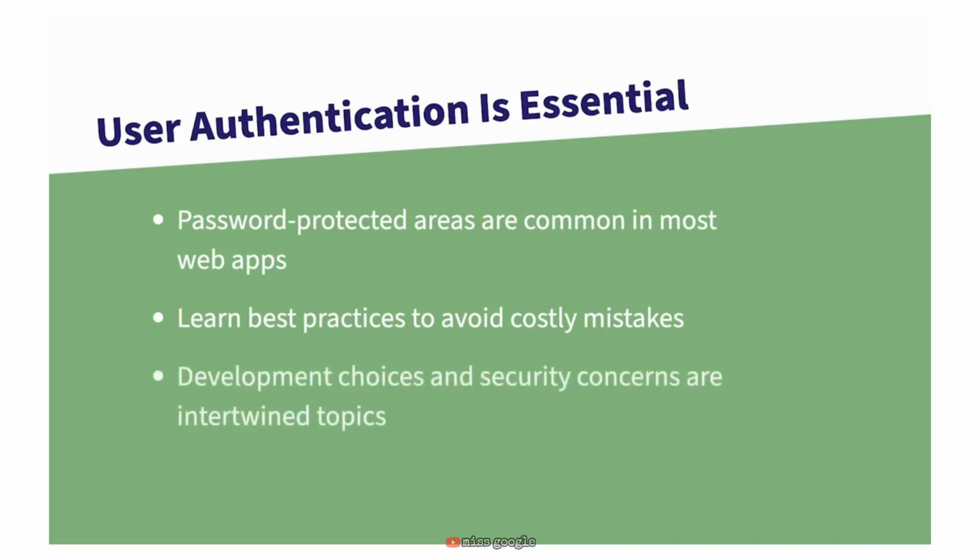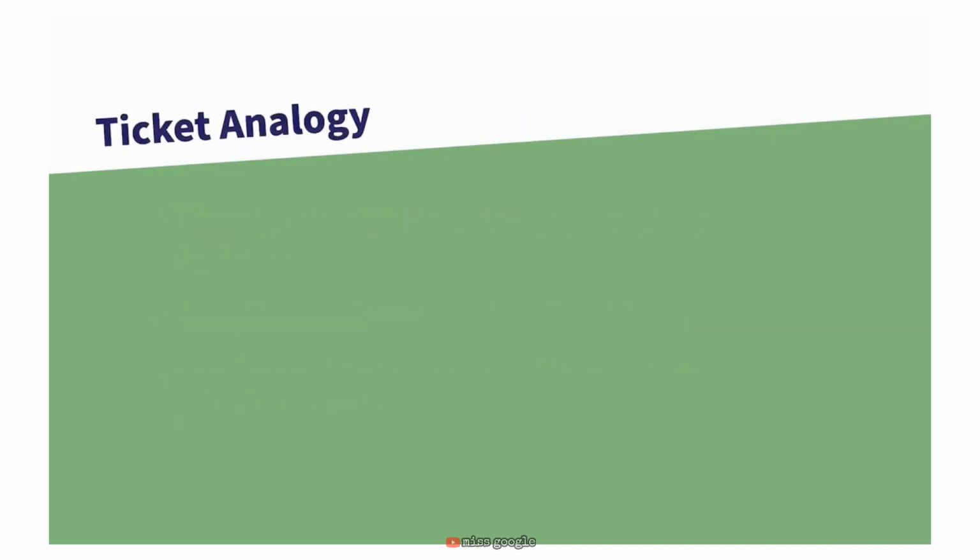It's also important to recognize that the development choices we make have major security impact. Security and development are closely intertwined topics. So I want to begin with an analogy that can help us to explain how user authentication works. I think this analogy will help you to hold it in your head. Imagine that you're going to be purchasing tickets for a concert or an event. You then go to pick up the tickets, you wait in line, you show your ID, and they let you in.